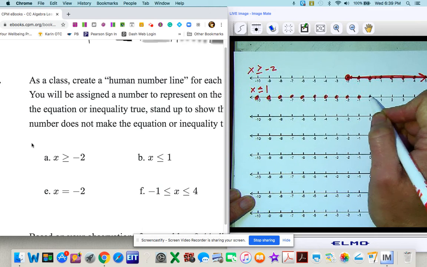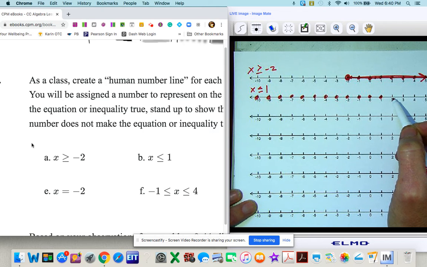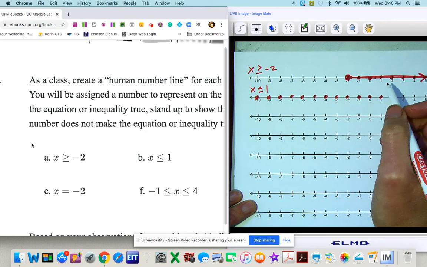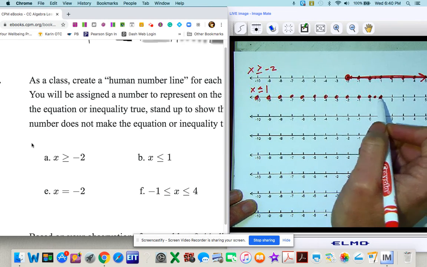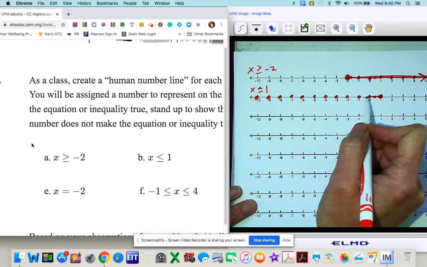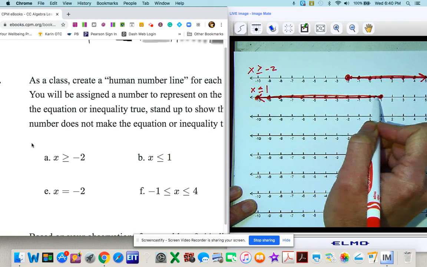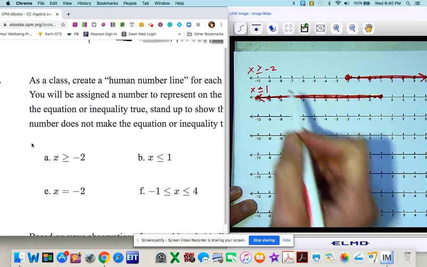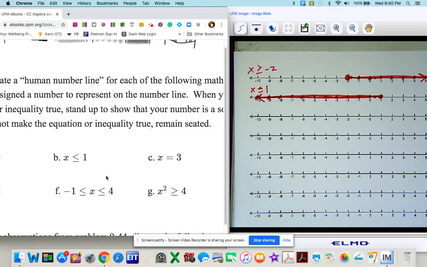Is 2 less than or equal to 1? No, it's not. So I'm not going to include anything past this point. How about 0.5? Is that less than or equal to 1? Yeah, it is. So I'm going to include anything from this boundary point of 1 or below, which makes this true. I'm just going to show this with shading. So here's a picture of all of the possible numbers that are less than or equal to 1.